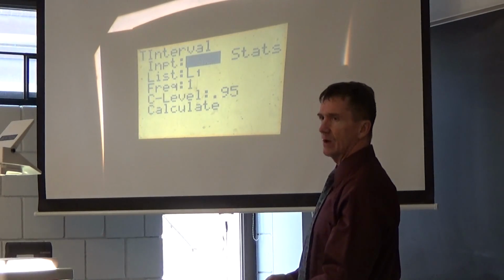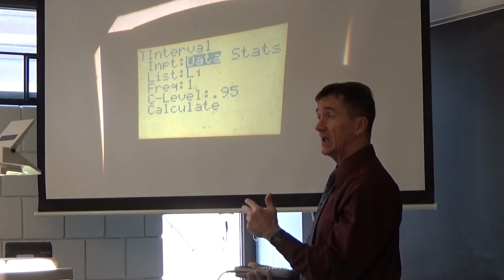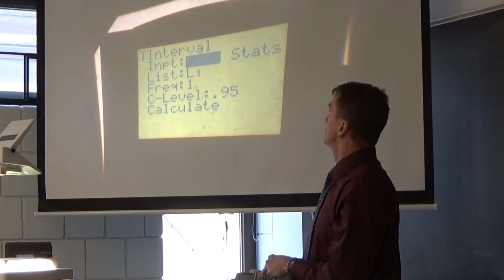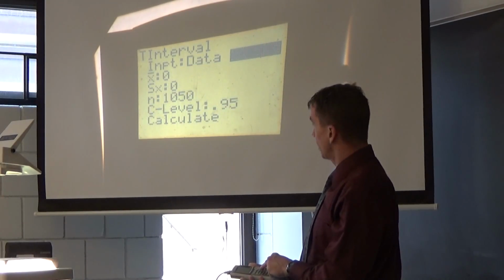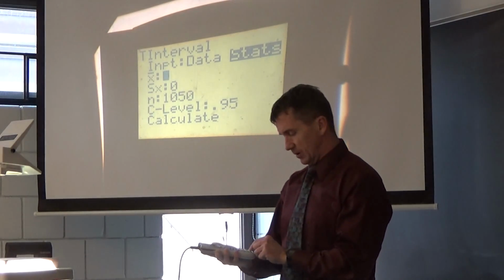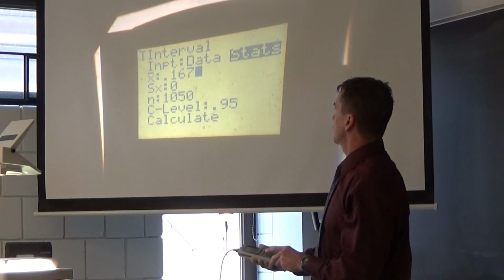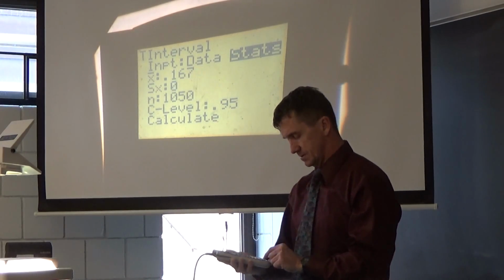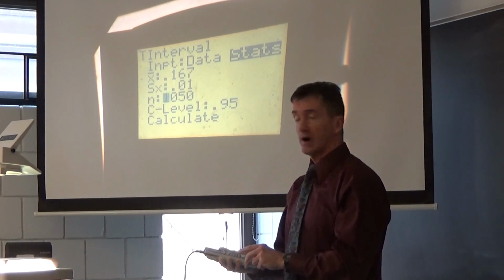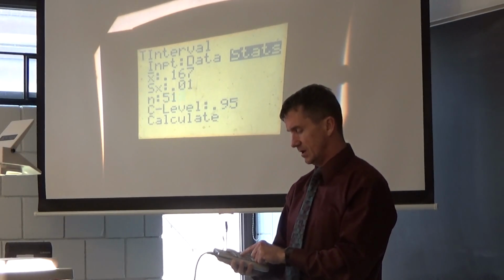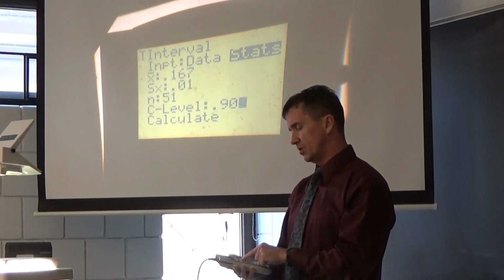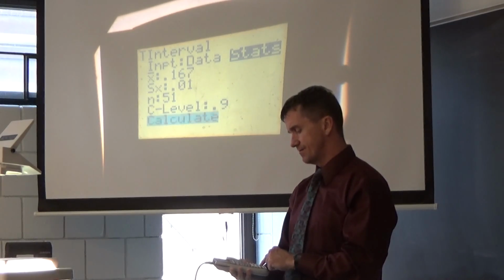Now, am I using data? That would mean they give me data out of the textbook and I have it in L1. No, I already have my statistics. So I'll make sure that's highlighted, and all this pops up. What was X bar? 0.167. That is a high blood alcohol concentration. What's Sx? 0.01. What was n? Again, these are the fatal crashes. This is 51. What's the confidence level? 0.90, which is 0.9, and I hit calculate.